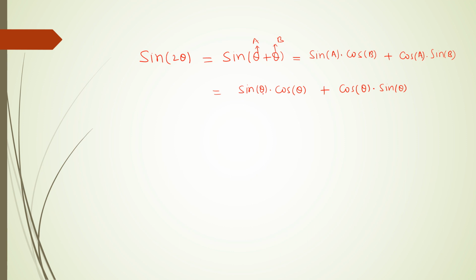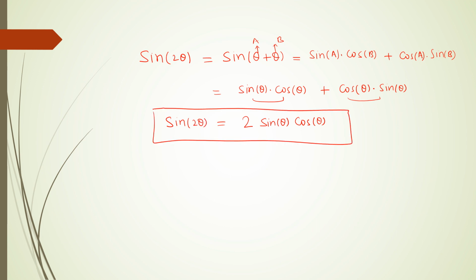We know that these two products, sin theta cos theta and cos theta sin theta, are nothing but the same. Either we write first sin theta then cos theta, that is the same. So we can write it as 2 times sin theta into cos theta. So our formula is generated here: sin 2 theta is 2 sin theta into cos theta. So this is the second formula we get from here. So we get two formulas, cos 2 theta and sin 2 theta.